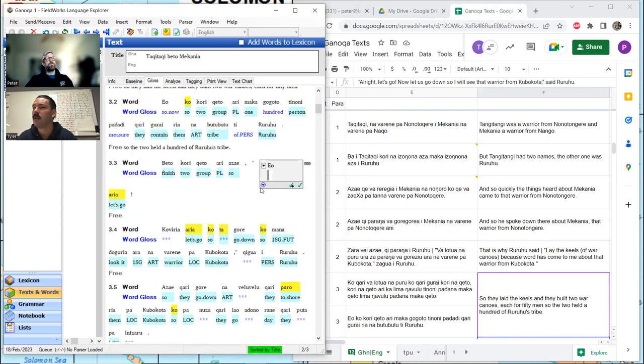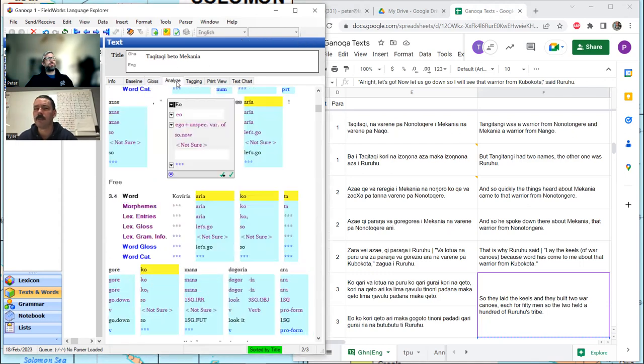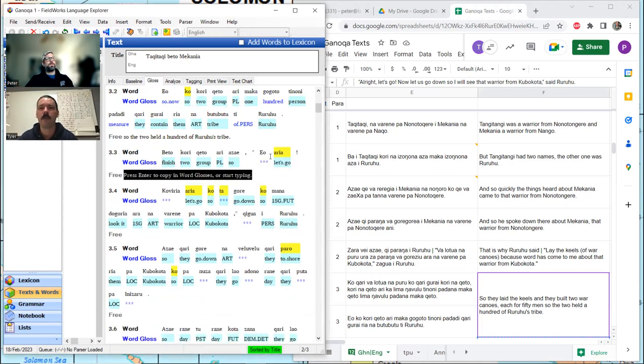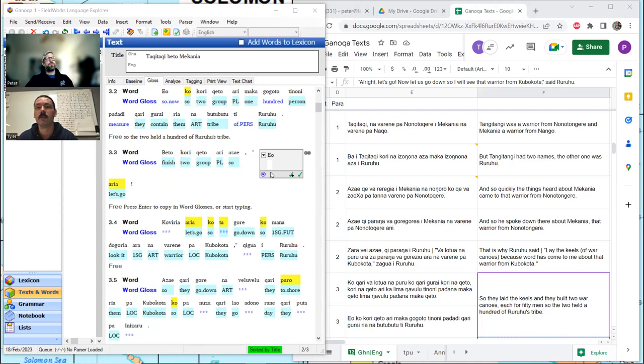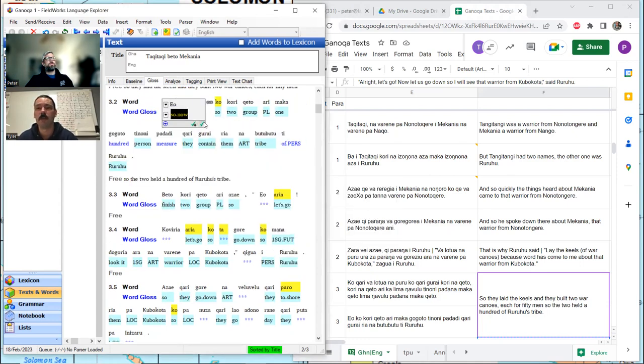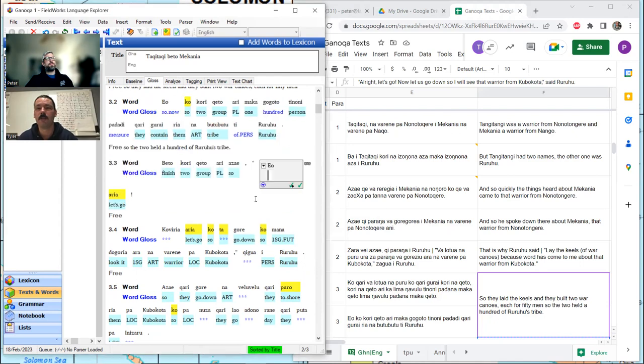Interesting, it's not even giving me an option here. New analysis. That is very strange. Why is there no arrow there? I do not know. Can you just type it in? Just put it in the white field.